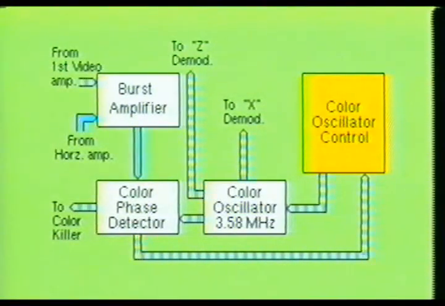Here you see the control stage for the 3.58 MHz color oscillator. The oscillator control stage receives an input signal from the color phase detector stage. It converts this DC correction voltage into a variable reactance that is used to control the color oscillator stage.